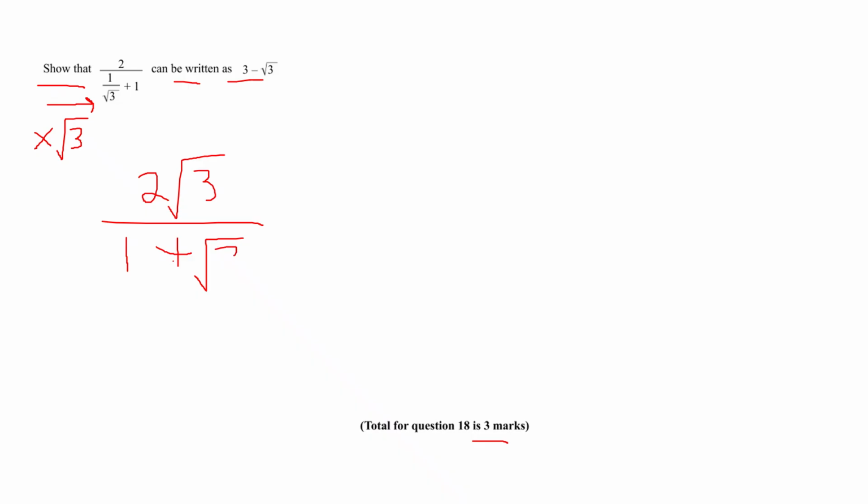I'm now going to multiply top and bottom by the conjugate of the denominator. I'm going to multiply top and bottom by 1 minus root 3 over 1 minus root 3.